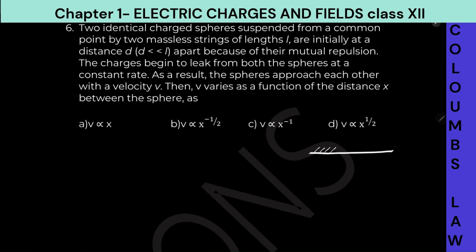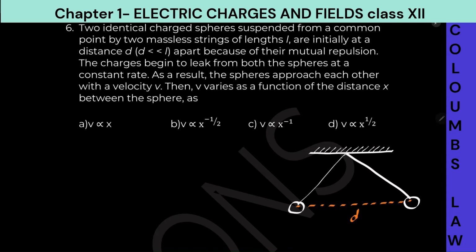This is our, let's say, rigid support, and from this support there are two strings attached with two spheres like this, correct? Now these are two charged spheres, there are charges residing on them, and the separation between them is d. So this is our separation between them, that is d.